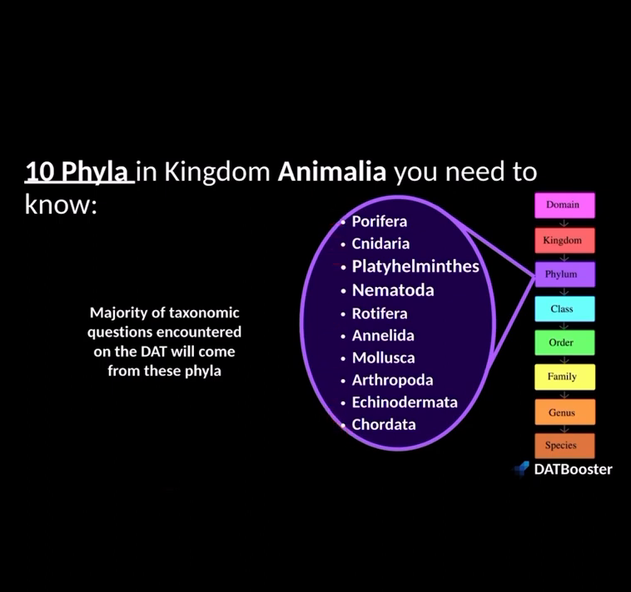So once again, we are in domain Eukarya, kingdom Animalia, and now we're dealing with phylum. As I've stated previously, many of the taxonomic questions you're going to get on the DAT will be about these 10 phyla. So it's really important that we know, okay, what makes these unique? What are their unique characteristics, and what characteristics do they share with each other? So we're going to look at that and how we characterize these phyla in the next few videos.